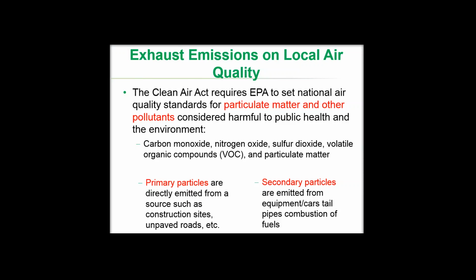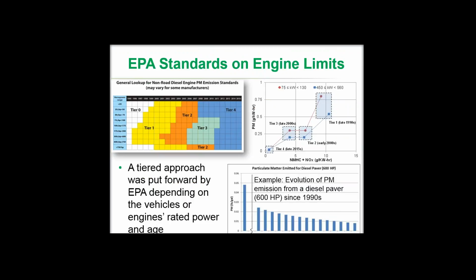Primary particles are such as the dust that we have on the roads, or the dust from unpaved roads. Secondary particles are emitted from the equipment, cars, tailpipes, and combustion of the fuel, including the construction equipment. The EPA standard on engine limits has been really helping in reducing the emissions in the environment. So if you look at the first figure here, this is giving the different tiers that I'm going to be explaining in a minute over the years, from almost 1995 to 2015. Here we have the different horsepower ranges for the non-road diesel engines that were analyzed.